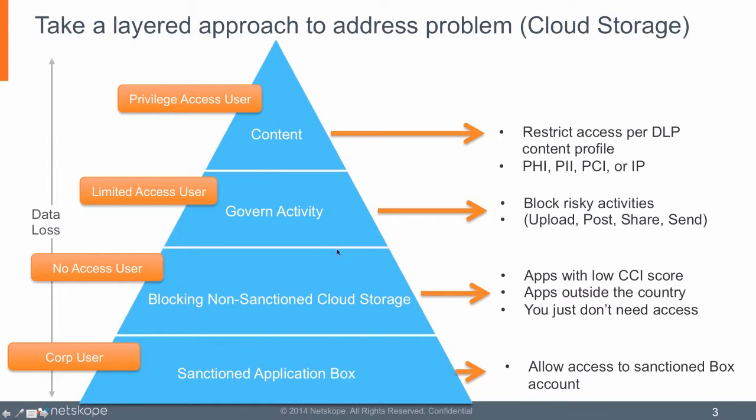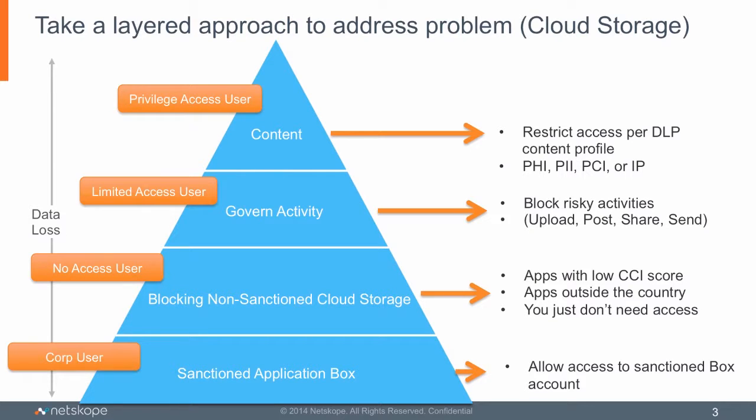That's where these two layers come into play. This is the next one up. I call it the limited access user. This is where we allow the users to go to the non-sanctioned cloud storage applications, but what we do is we block the risky activities. So what are the risky activities that can be performed in an application like cloud storage or webmail or collaboration tools, things like that? Here are some examples. Upload, post, share, and send are typical activities where data can potentially leak out.